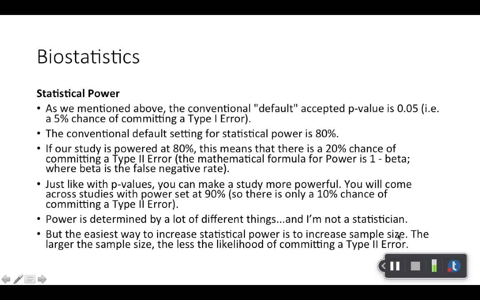But you do need to remember that the easiest way to increase statistical power is to increase the sample size. So that's another reason why the bigger the sample size, the better, because it increases the power. And that's important because it gives you confidence that you're not committing a type 2 error. And no one in proper society would like you to commit a type 2 error.